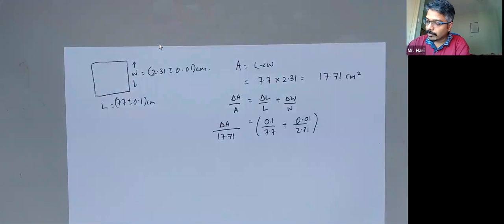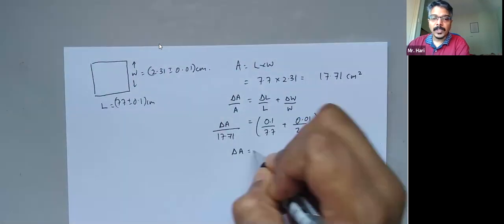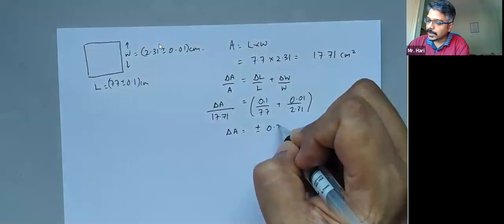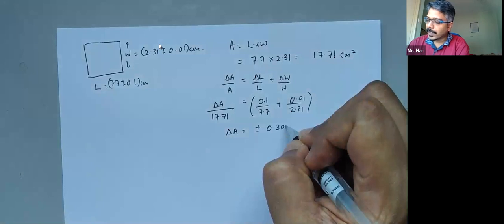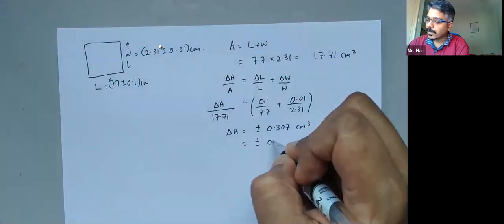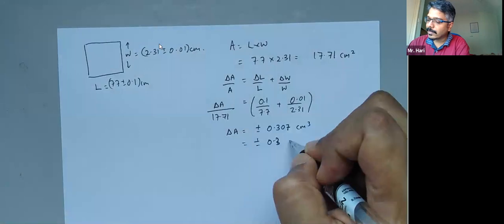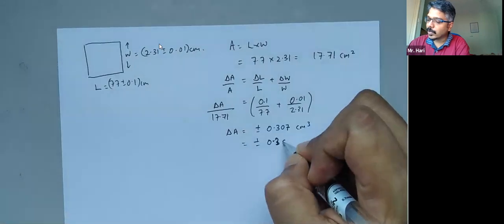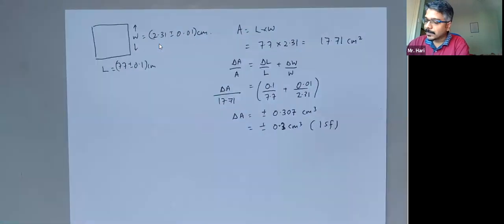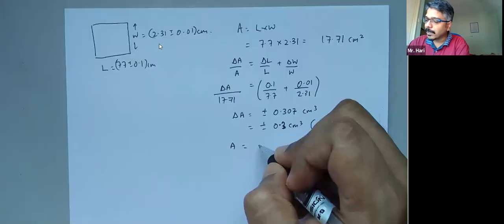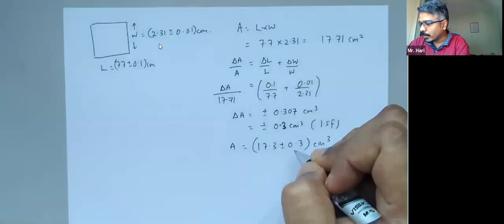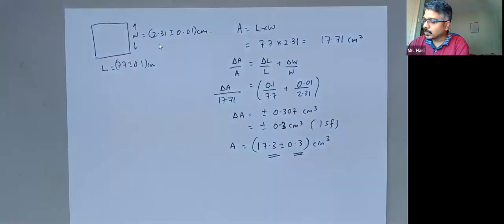Hence, if you complete this calculation, you find out the answer is plus minus 0.307 centimeters squared. Therefore, we need to make it into 1 SF, so it's plus minus 0.3 centimeters squared. So this is 1 SF. Therefore, the presentation of the answer, the area would be 17.7 plus minus 0.3 centimeters squared. Okay, so 1 decimal point, right?